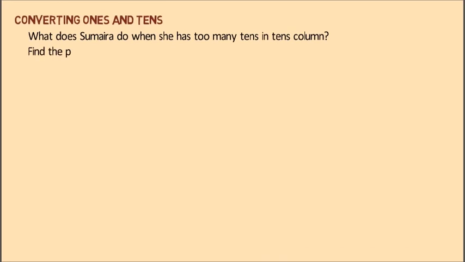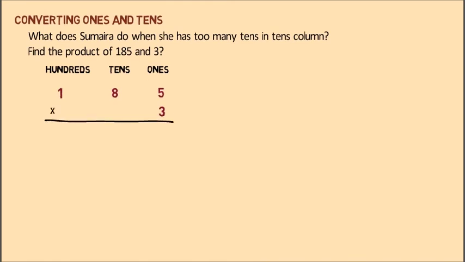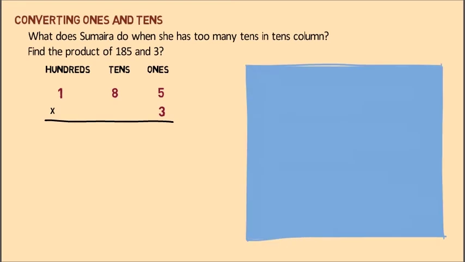Converting ones and tens. What does Sumaira do when she has too many tens in the tens column? Find the product of 185 and 3. Step 1. By multiplying 3 by 5 she gets 15, 5 in the ones column, 1 is the carry.